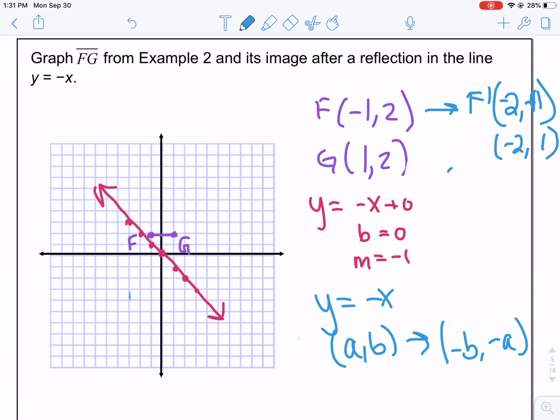And then for G prime, you're going to flip them, so 2, 1, and then you change the sign, so negative 2, negative 1. So F prime is at negative 2, 1. That's right here, F prime. And G prime is at negative 2, negative 1. That's G prime, and there's the reflection, F prime, G prime.